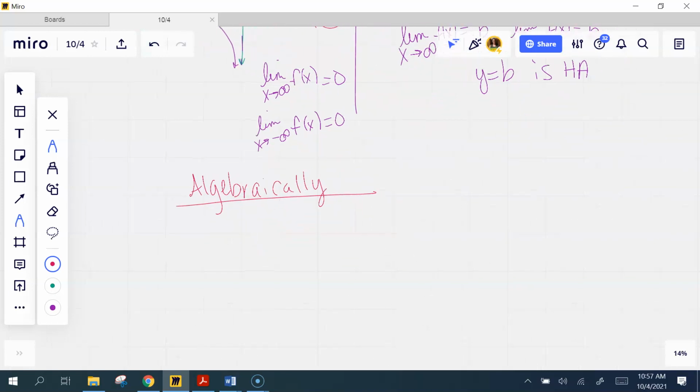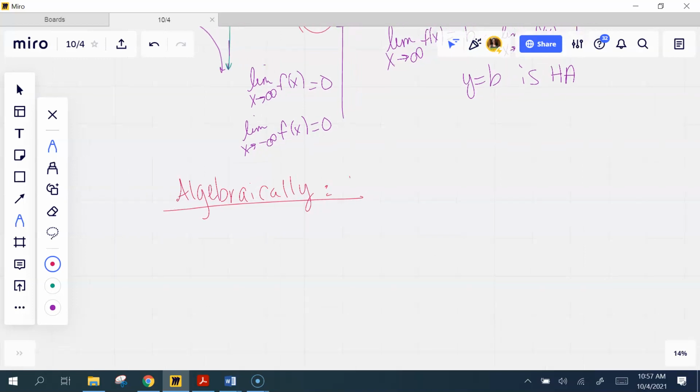All right, algebraically, how do I find a horizontal asymptote? There are three scenarios that could happen with a rational function. Are y'all ready for this? These are the three you just have to memorize. I am going to look at the degree of the top and the bottom. What is the degree? What does that mean? The highest exponent.